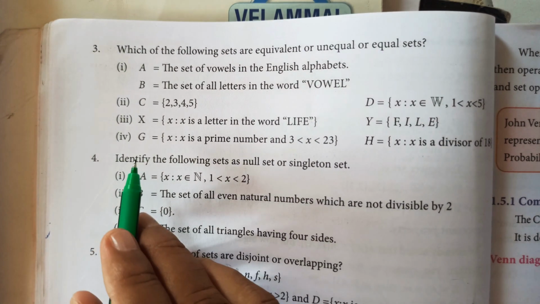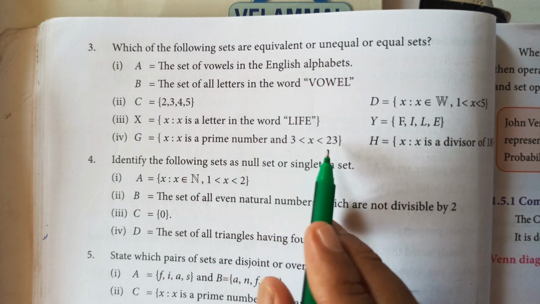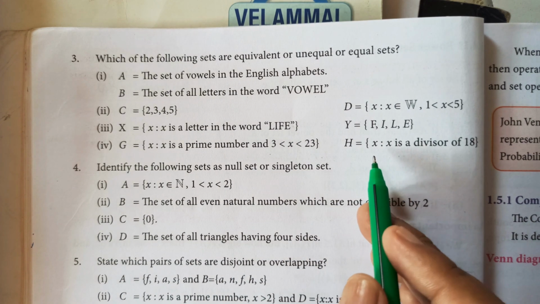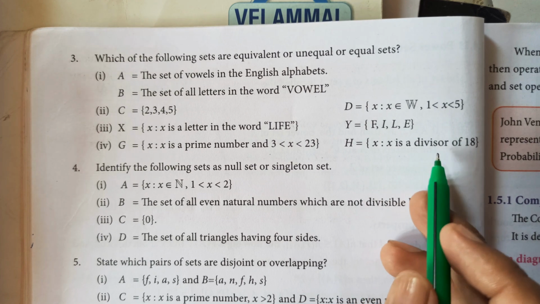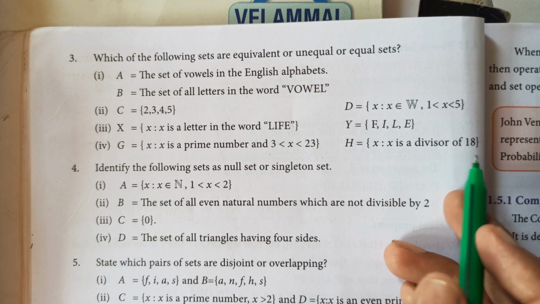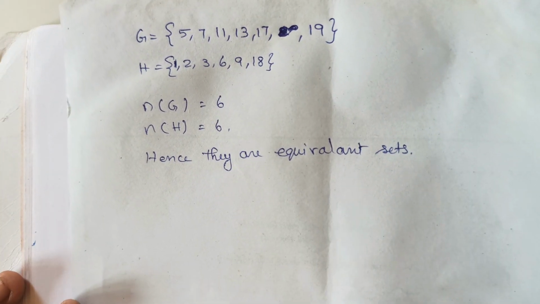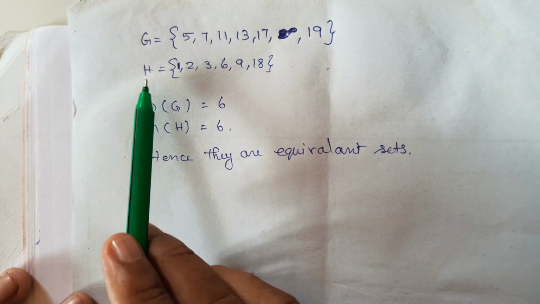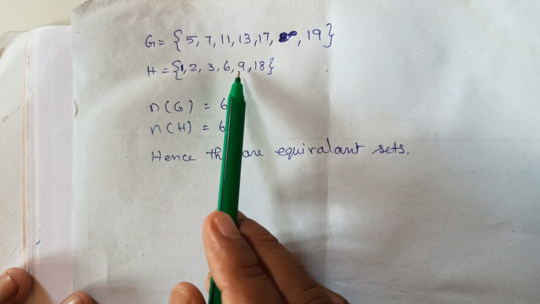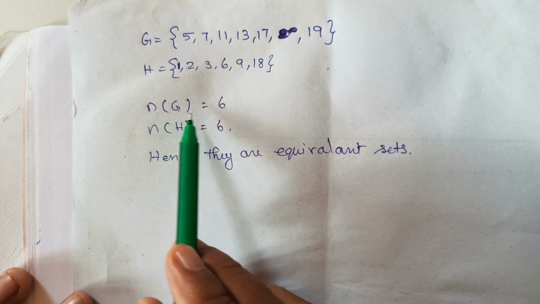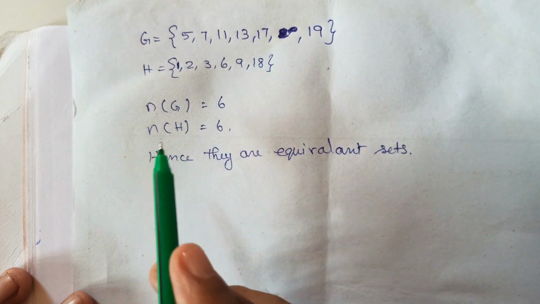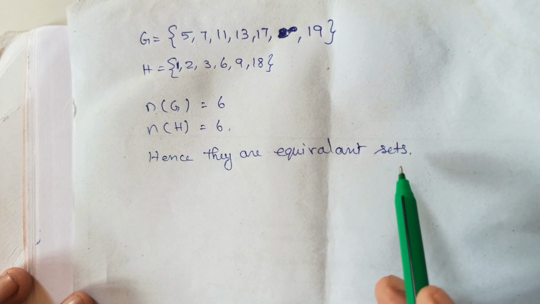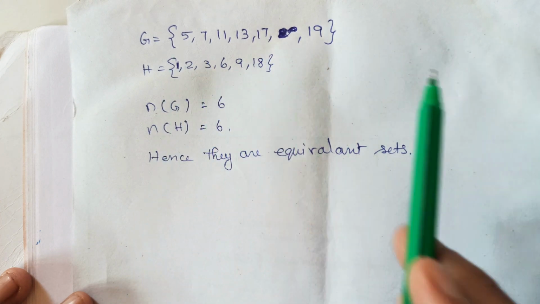Next question is, G is the set of prime numbers between 3 and 23. So 3 and 23 should not be included. And H is the set of x such that x is a divisor of 18. So we write the elements of G as 5, 7, 11, 13, 17, 19 and H as 1, 2, 3, 6, 9, 18. So n(G) is equal to 6 as there are 6 elements. The cardinal number of G is 6, the cardinal number of H is 6. Hence they are equivalent sets. They are not equal just because the elements are not equal. Okay.